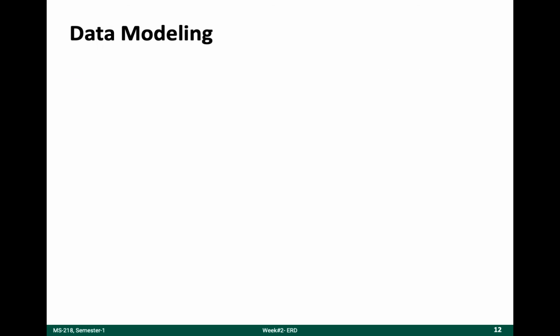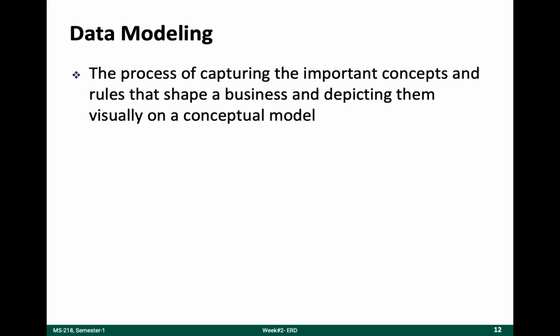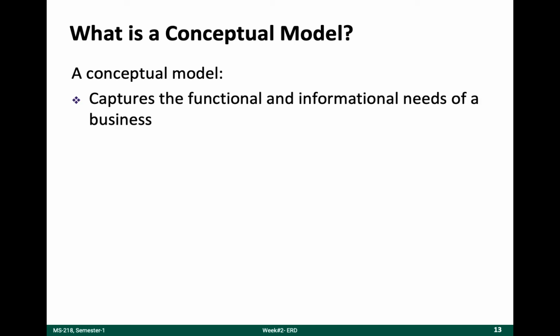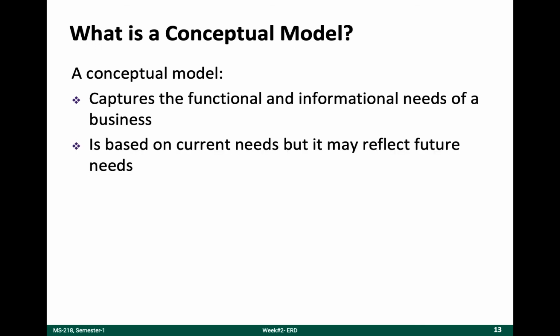so data modeling. Data modeling is the process of capturing the important concepts and rules that shape a business and depicting them visually on a conceptual model. Okay, so this is data modeling, and we discussed this thing about the conceptual model. Basically, the main purpose of the conceptual model is to capture the functional and informational needs of a business. Okay, and it is based on current needs, but it may reflect future needs as well.